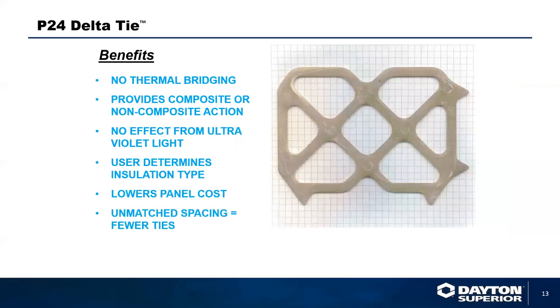Benefits from the Delta Tie: there's zero thermal bridging. Provides composite or non-composite action. No effect from ultraviolet light. The user determines the insulation type, so we are not trying to sell insulation. The dealer can turn around and recommend whatever insulation he has sitting in his yard. Lower panel costs and obviously unmatched facing, fewer ties per panel.